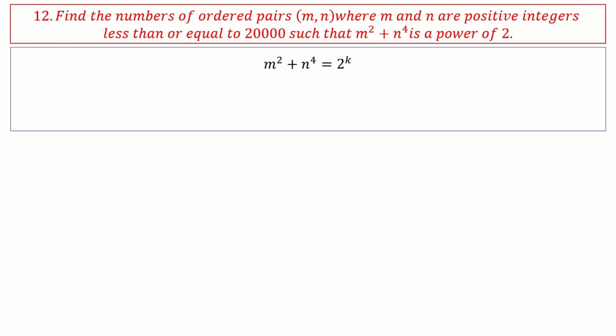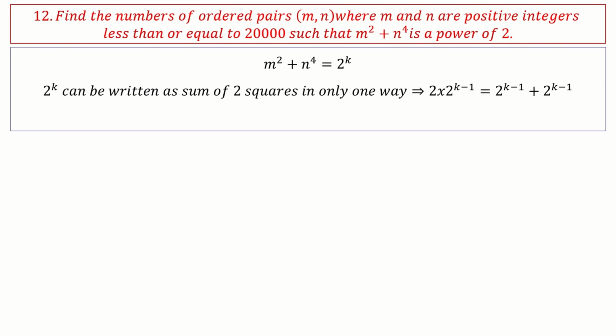So m square plus n to the power of 4 equal to 2 to the power of k. That's what is given, a power of 2, right? So how do you represent 2 power k as a sum of two numbers? Is it possible? You take any 2 power k and try to sum it up with two squares, or one square and one to the power of 4. Okay, so it's not possible in general.